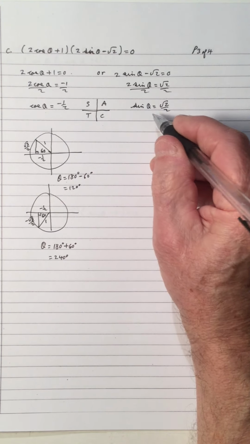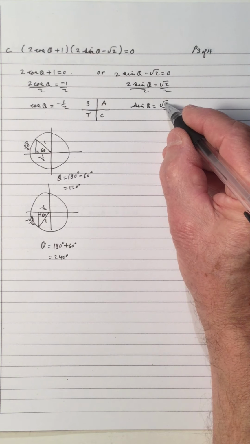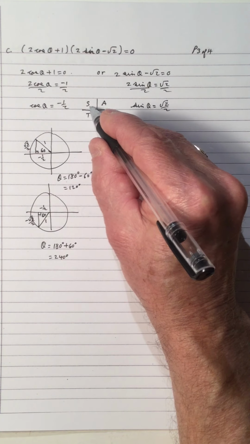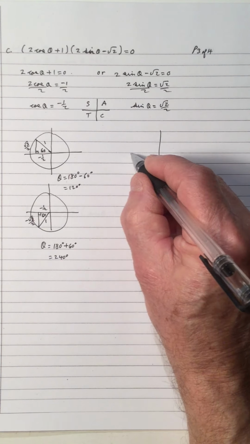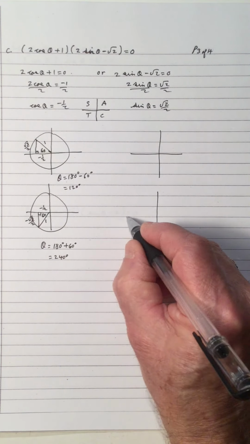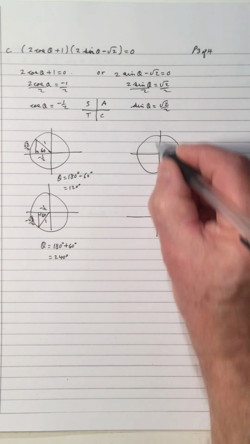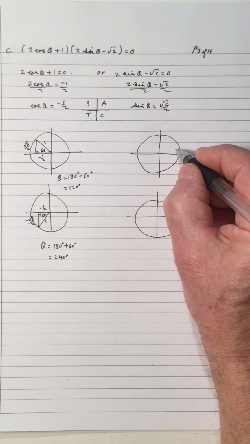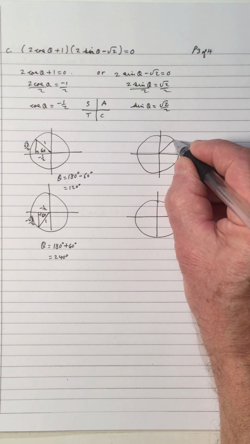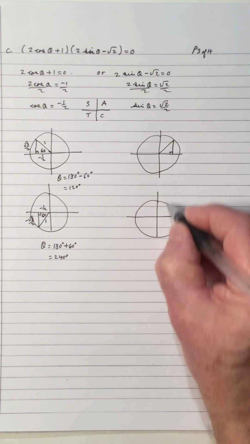And we have to do sine, and sine is positive in quadrants 1 and 2. So we draw the diagram in quadrant 1, draw the diagram in quadrant 2, and the terminal arm in quadrant 1, perpendicular to the x-axis.